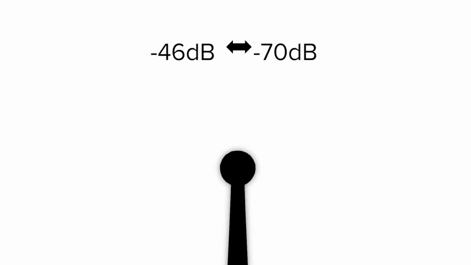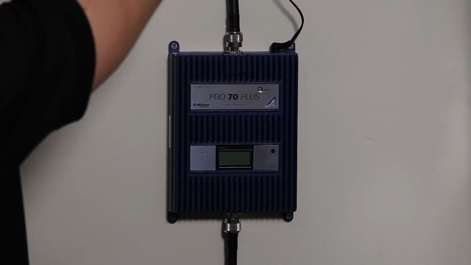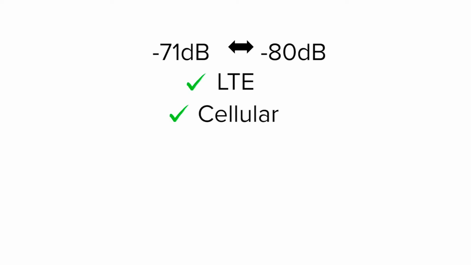-46 to -70 dB is the sweet spot. If you're getting signal readings within this range, the booster will provide a strong signal and the amplifier will be working at maximum performance. -71 to -80 dB is fine for LTE and cellular bands, but coverage for PCS and AWS bands begins to diminish here.